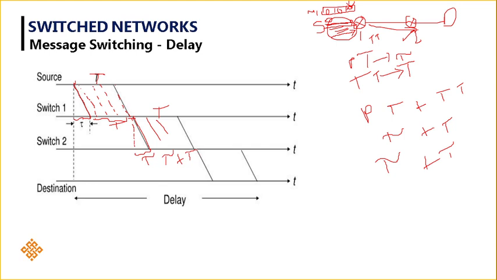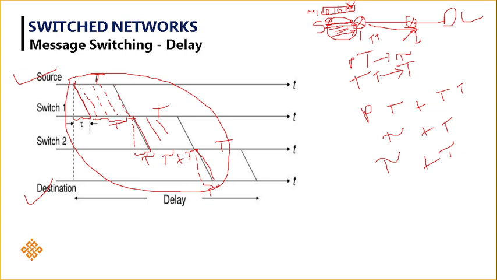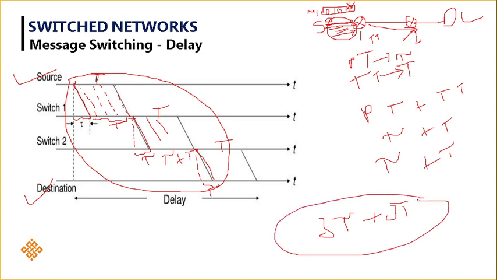Similarly, it will again store for some time to identify its next route, but the next node is the destination node. So this is the time taken to transmit the first bit, that is tau, and this is the time taken to transmit the complete message, that is T. So tau plus T. If you see the complete delay from source to destination, it is tau plus T, this tau plus T, and this tau plus T, that is 3 tau plus 3T, the total delay taken by the message to transfer from source to destination if there are 2 switches.